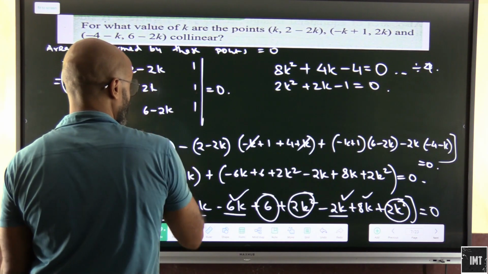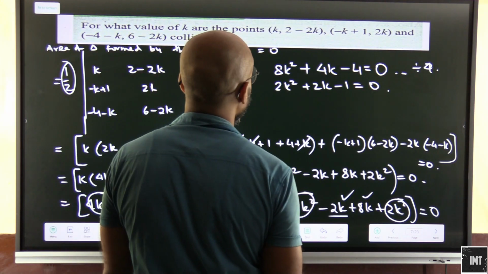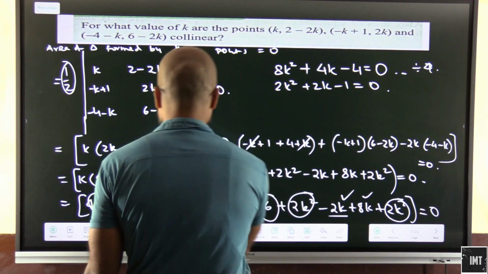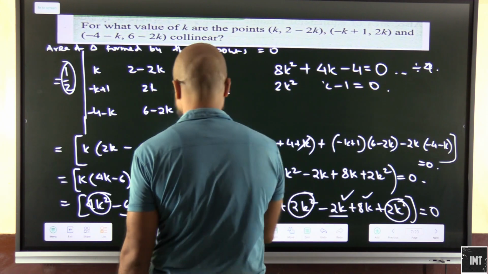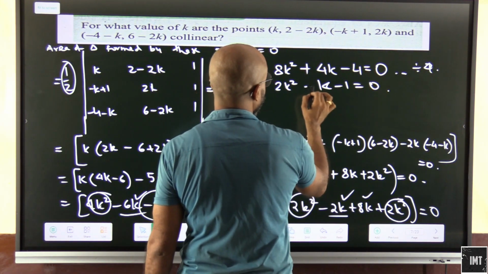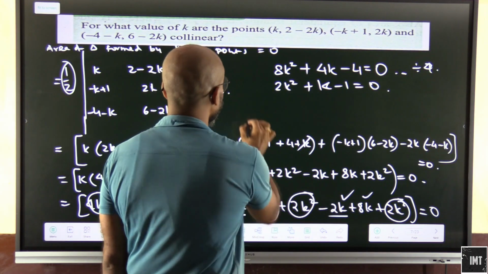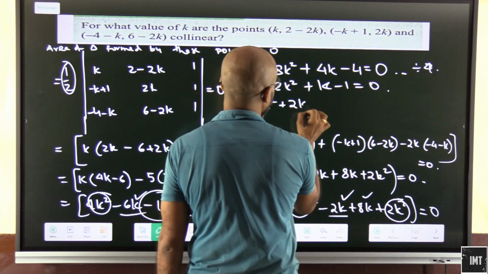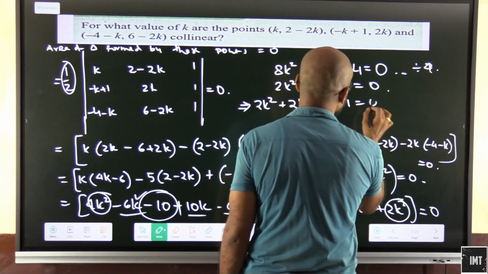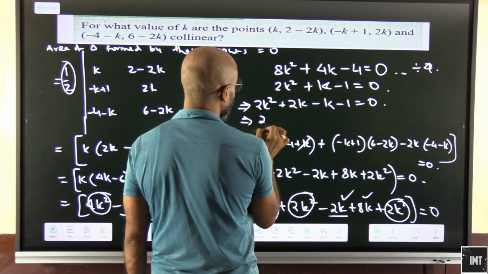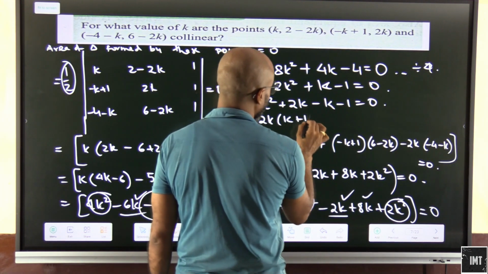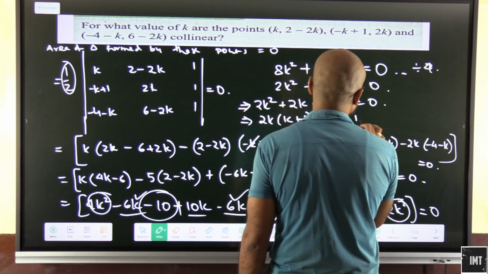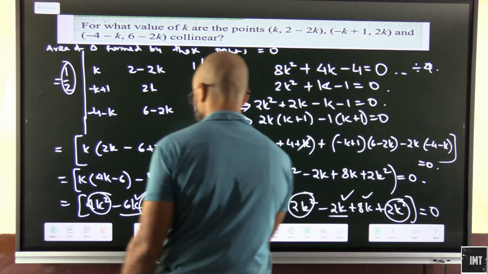2k square, no, 2k square plus k, yes, sorry, 2k square plus k minus 1 is equal to 0. So this can be written as 2k square plus 2k minus k minus 1 is equal to 0, which will be how much? 2k into k plus 1 minus 1 into k plus 1 is equal to 0.